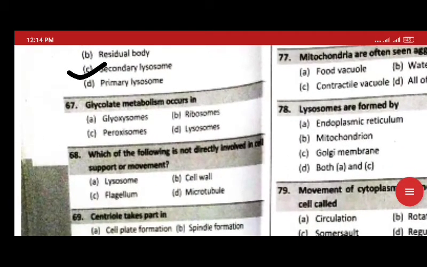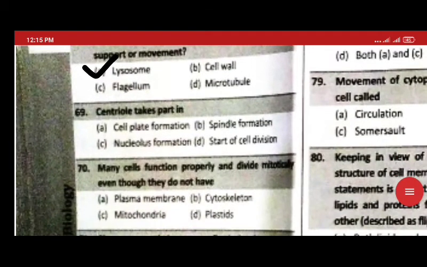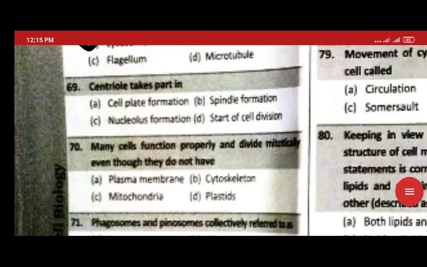Now 67, glycolate metabolism occurs in peroxisomes. Now, which of the following is not directly involved in cell support or movement? That is lysosomes, because they only destroy. Now, centrioles take part mainly in starting cell division, so D option is right. 69, D option is right.